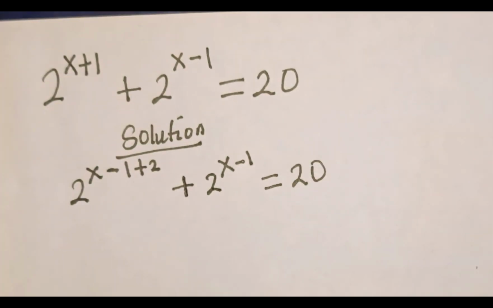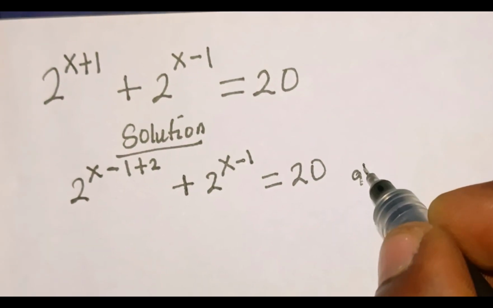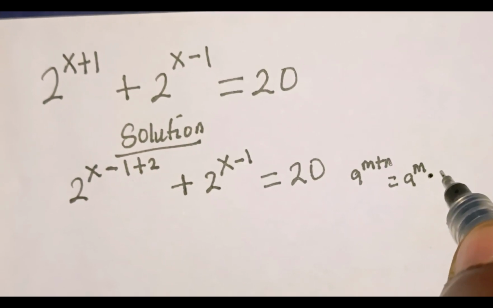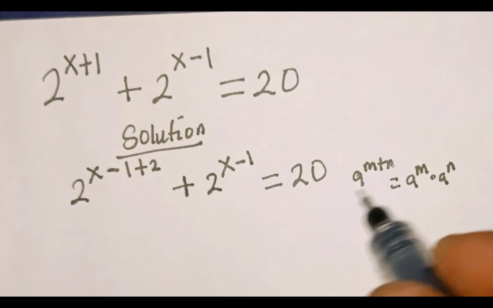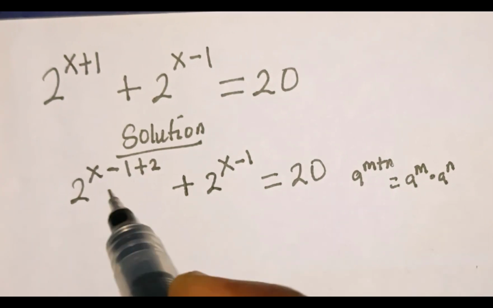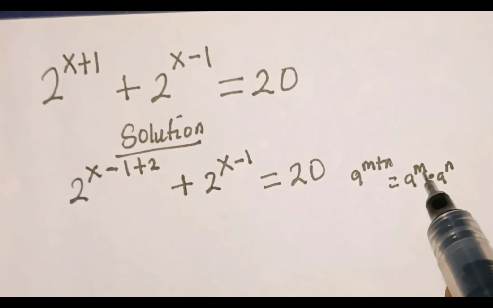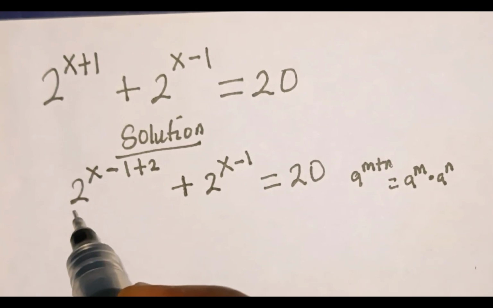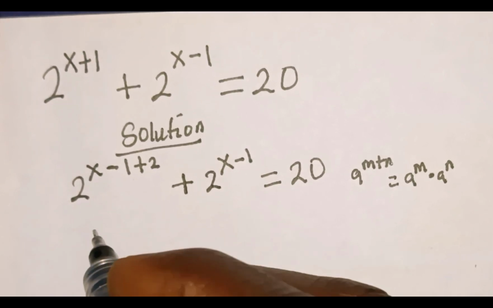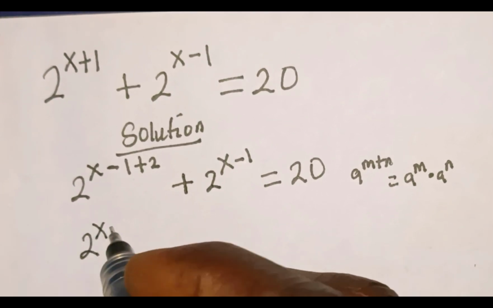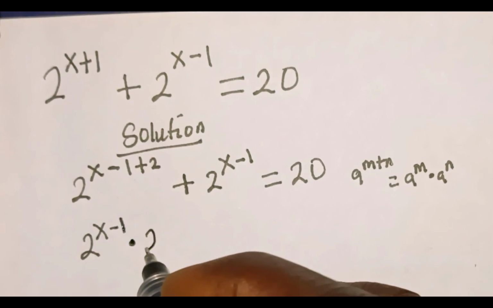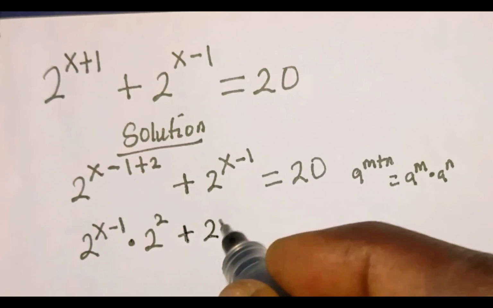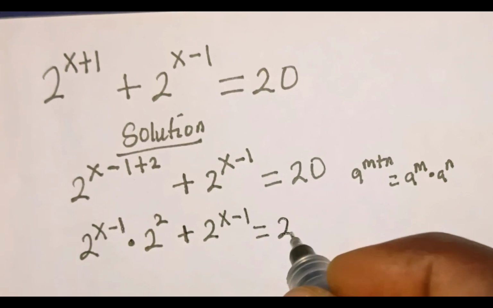So the next thing we're going to recall is when we have a raised to the power of m plus n, this is the same as a raised to the power of m multiplied by a raised to the power of n. So the first term is in this form. We have x minus 1 plus 2, m plus n. So we are going to transform into this form. The base is a and here the base is 2. So this can also be written as 2 raised to the power of x minus 1 multiplied by 2 raised to the power of 2, then plus 2 raised to the power of x minus 1, which is equal to 20.